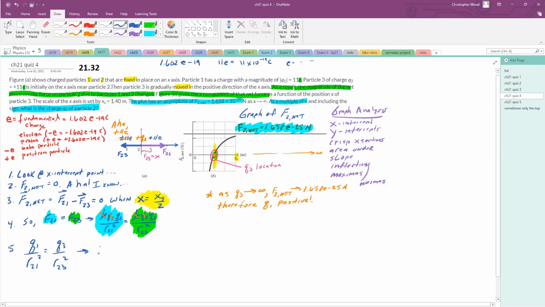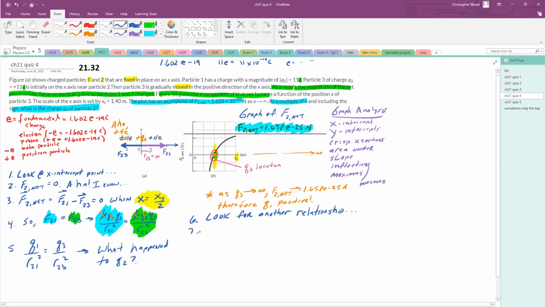So I'm going to write what happened. What happened to Q2? Well, it canceled. I can't solve for Q2, but I'm going to keep this around just in case. What happened to Q2? The answer is I don't know. So let's look for another relationship. Let's do some relationship building.